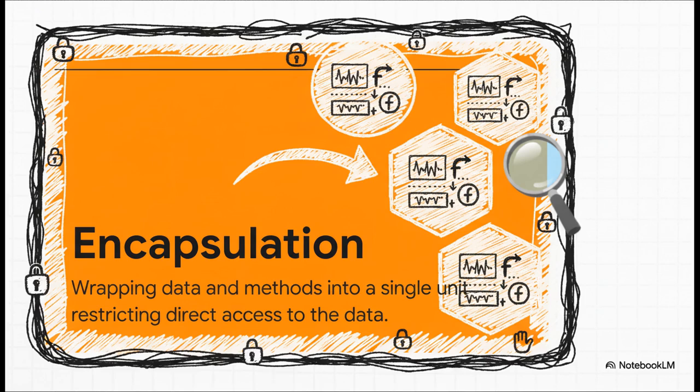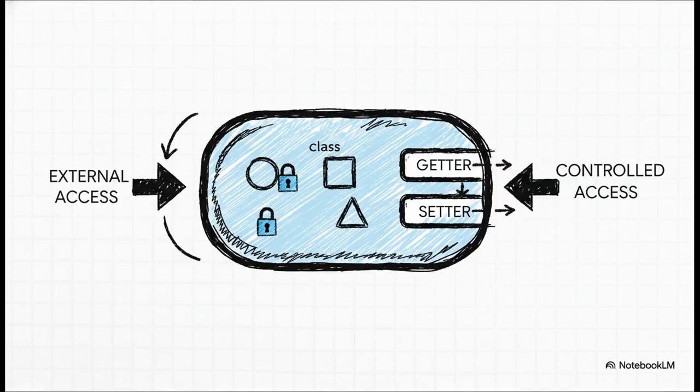First, we wrap up or encapsulate related data and the functions that work with that data into a single, nice, neat package, which is our class. Second, and this is the most important part, we restrict direct access to that data. We don't want just any part of our program to be able to reach in and change things whenever it feels like. So how do we pull this off?